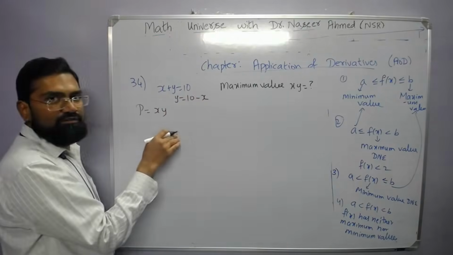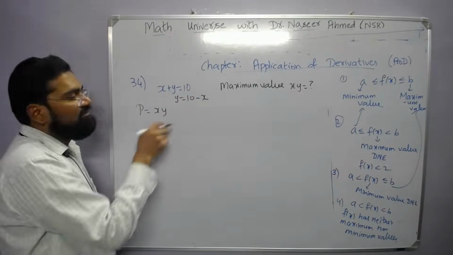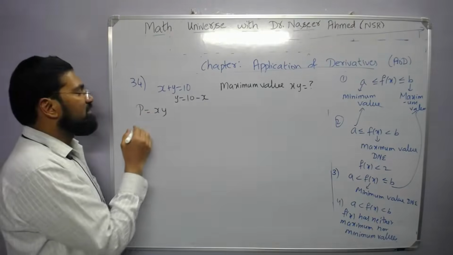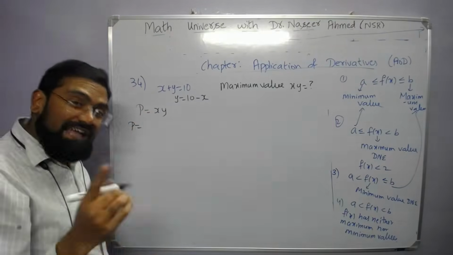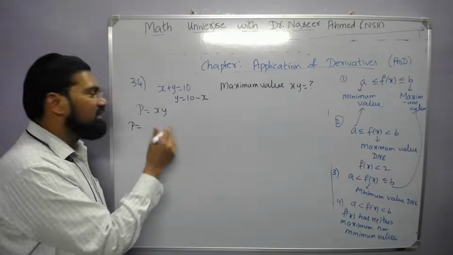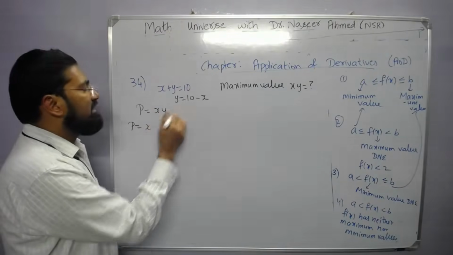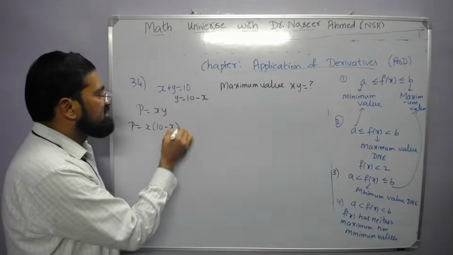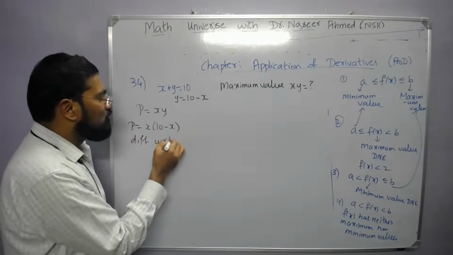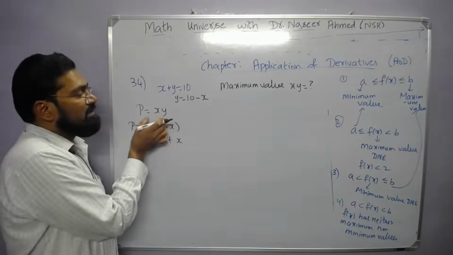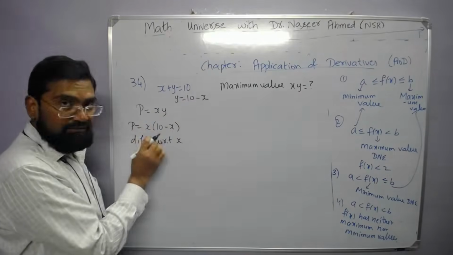You can solve for x also, but then you'll have only y. So you should take extra precaution to differentiate with respect to y. But since we have a habit of always differentiating with respect to what? x. So just keep everything in terms of x. So x as it is. In place of y, 10 minus x. Now differentiate with respect to x. p is representing both the variables. So p is a dependent variable.